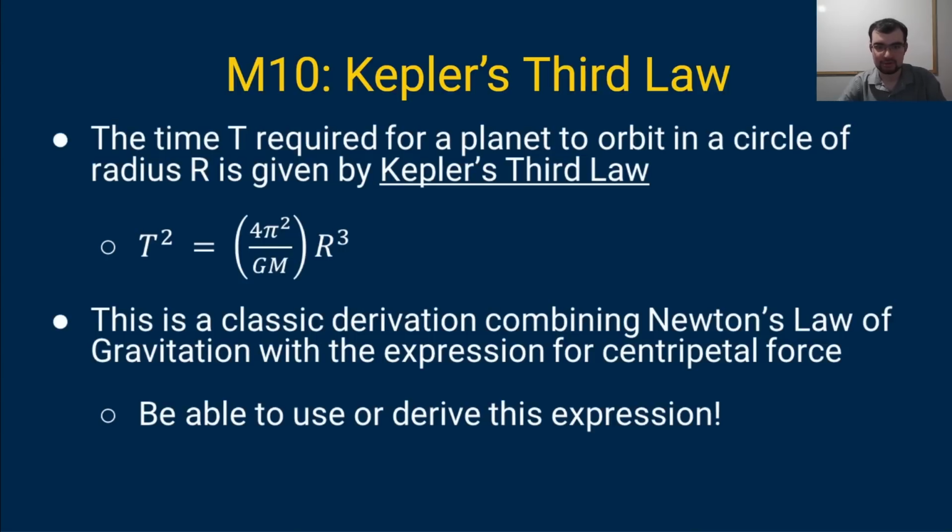But Kepler's third law relates the period T of an orbit to the cube of the orbital distance. This does work for ellipses also. But we can derive this from circular motion. You just set GMm over r squared equal to mv squared over r, and you can get this relationship out. This is a classic derivation that I think is a good review. It's actually one of my favorite mechanics derivations.